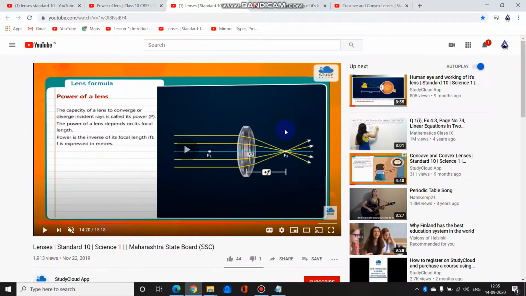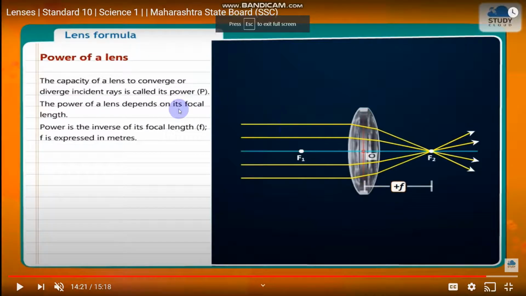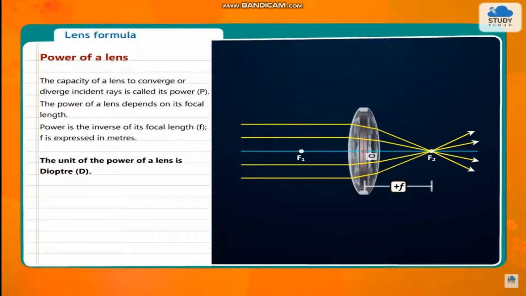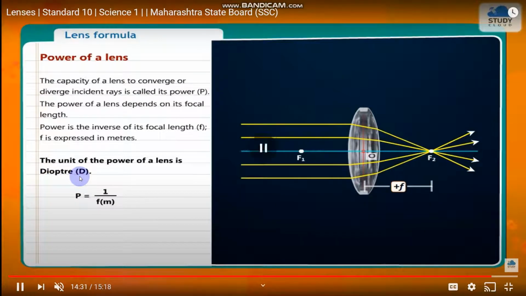Hence we express power in terms of focal length where focal length is given in meters. So we write the formula as P is equals to 1 upon F in meters. The unit of power is diopter जिसको हम बोलते हैं which is denoted by capital D. Power का formula 1 upon F as I mentioned. So power का unit is diopter.